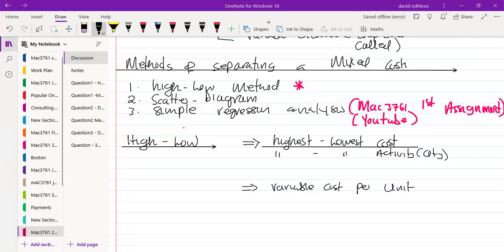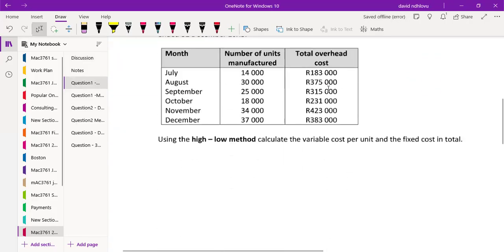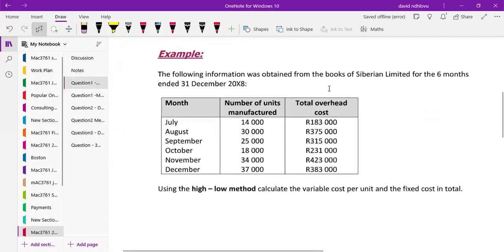Right, so that's the formula, correct. I want us to look at a question specifically for the high-low method. The following information was obtained from the books of Siberian Limited for the 6 months ended 31 December 20x8. We have the month, the number of units manufactured per month, and the total overhead costs. Using the high-low method, calculate the variable cost per unit and the fixed cost in total.